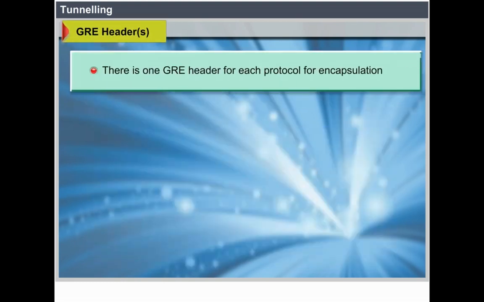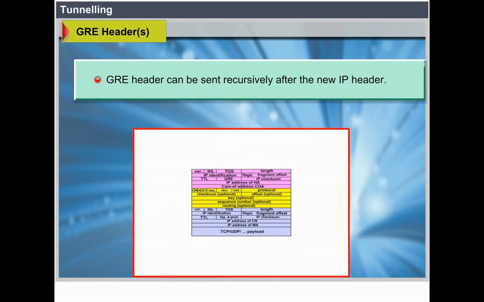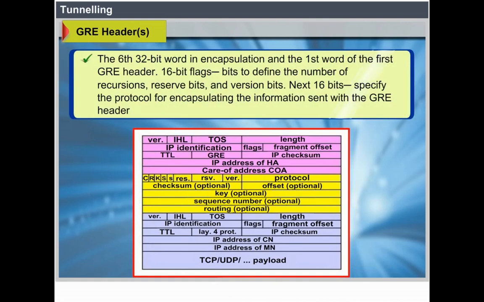GRE headers. There is one GRE header for each protocol for encapsulation. A GRE header can be sent recursively after the new IP header. The sixth 32-bit word in encapsulation is the first word of the first GRE header. It has 16-bit flags: bits to define the number of recursions, reserved bits, and version bits. The next 16 bits specify the protocol for encapsulating the information sent with the GRE header.